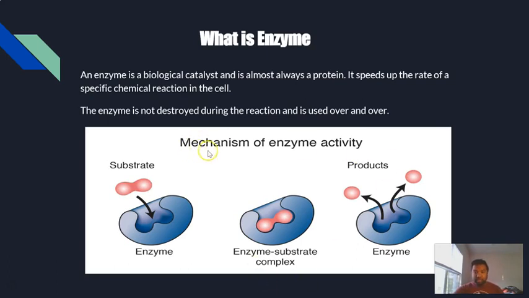Now in the figure, you can see the mechanism of enzyme activity. Here you can see the enzyme and the substrate bind to the active site. Then an enzyme-substrate complex is formed, and at the end, the enzyme produces the products. So this is a basic, very general overview of how an enzyme works. We'll go to the next slide.